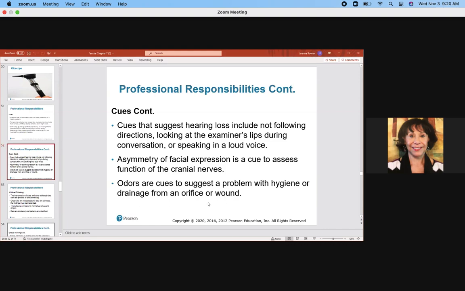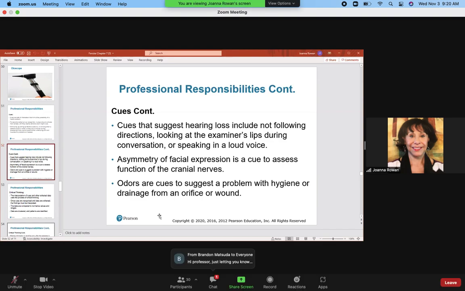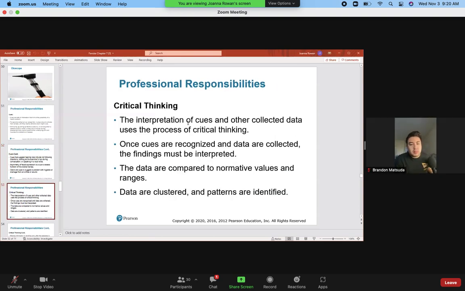But it is significant when the patient has all the appropriate means to take a shower and they don't do it. That means maybe the patient is depressed, or maybe the patient has some type of infection, from an orifice or wound. So smell is a very significant cue.